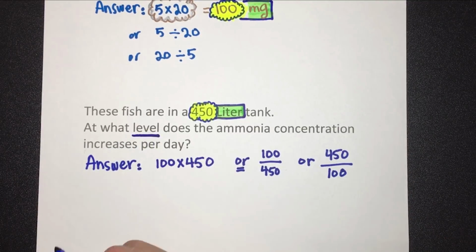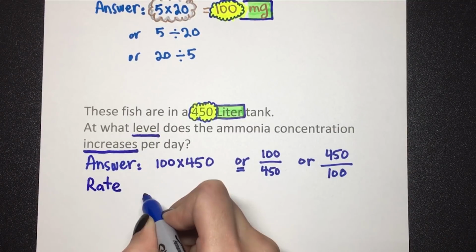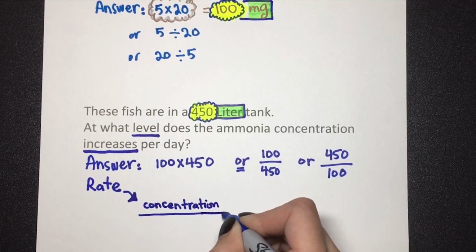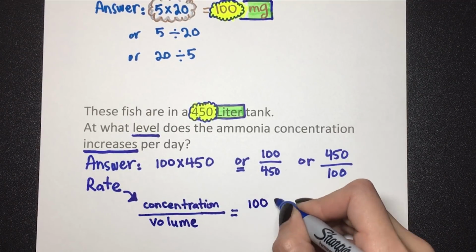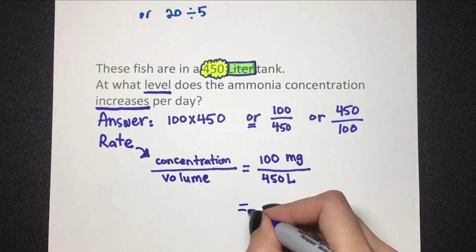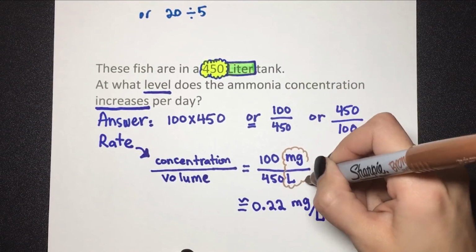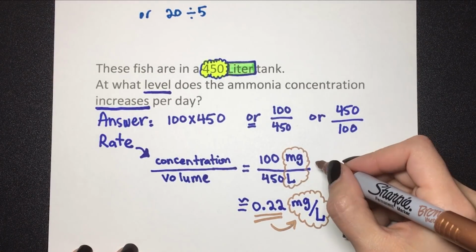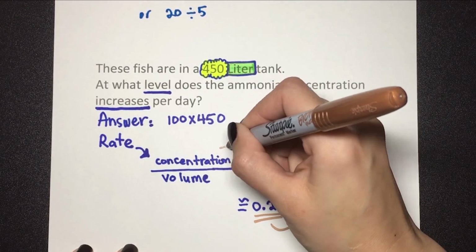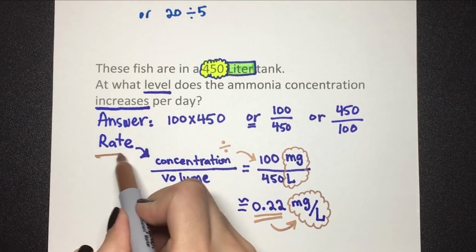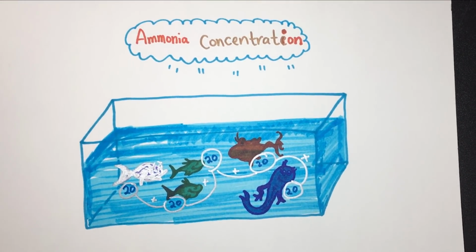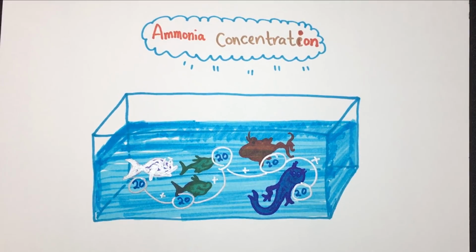Then this looks more like an algebraic problem where the rate of increase per day must be a ratio of concentration to volume. So I should divide the concentration by the volume because this would give us the rate at which the ammonia concentration increases per day. So carrying the units along with our calculations and analyzing these units helped us identify the correct mathematical procedure instead of just guessing one of 4 operations.